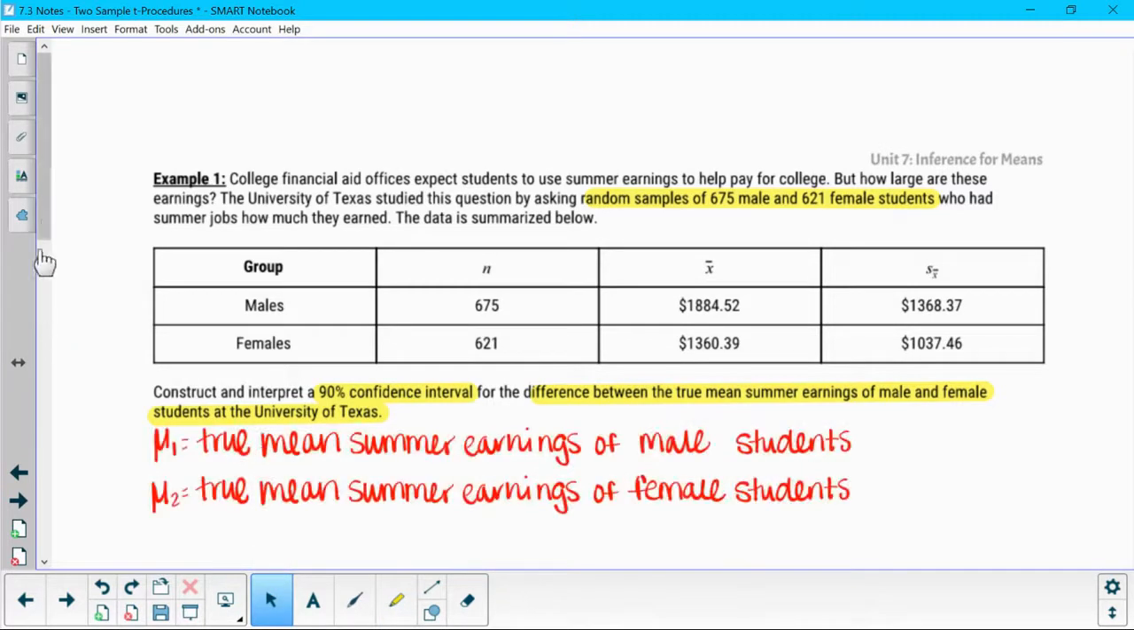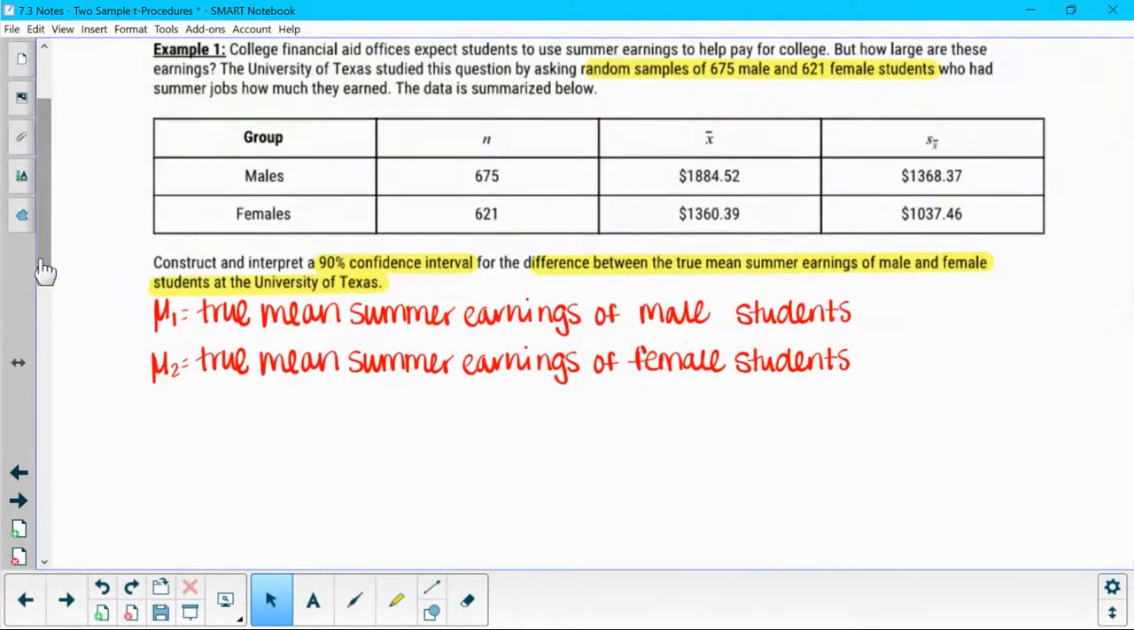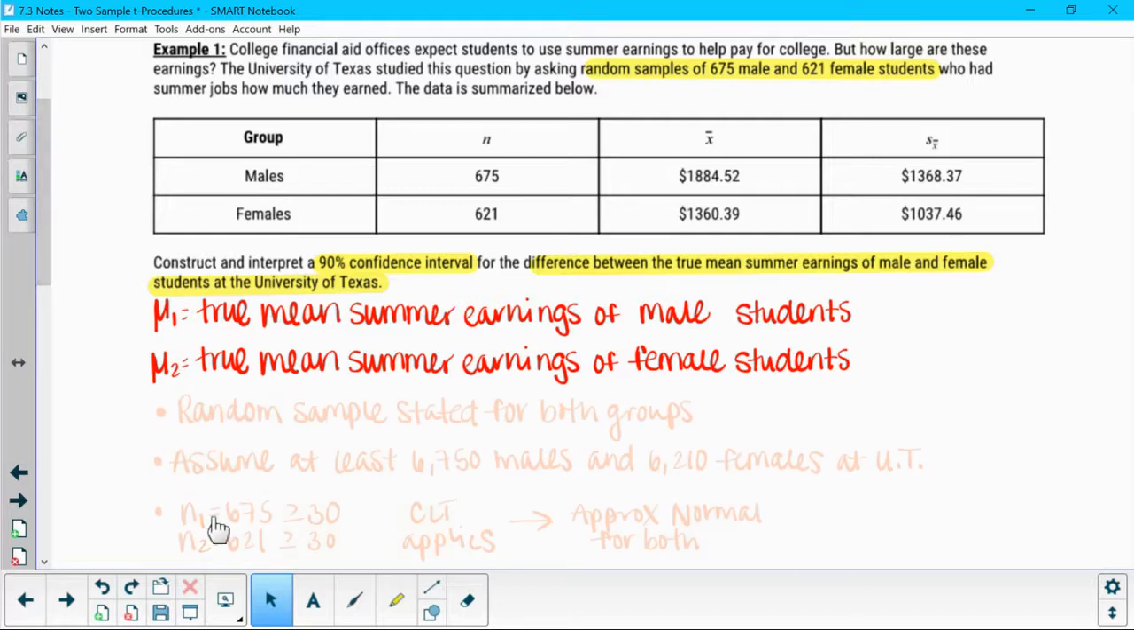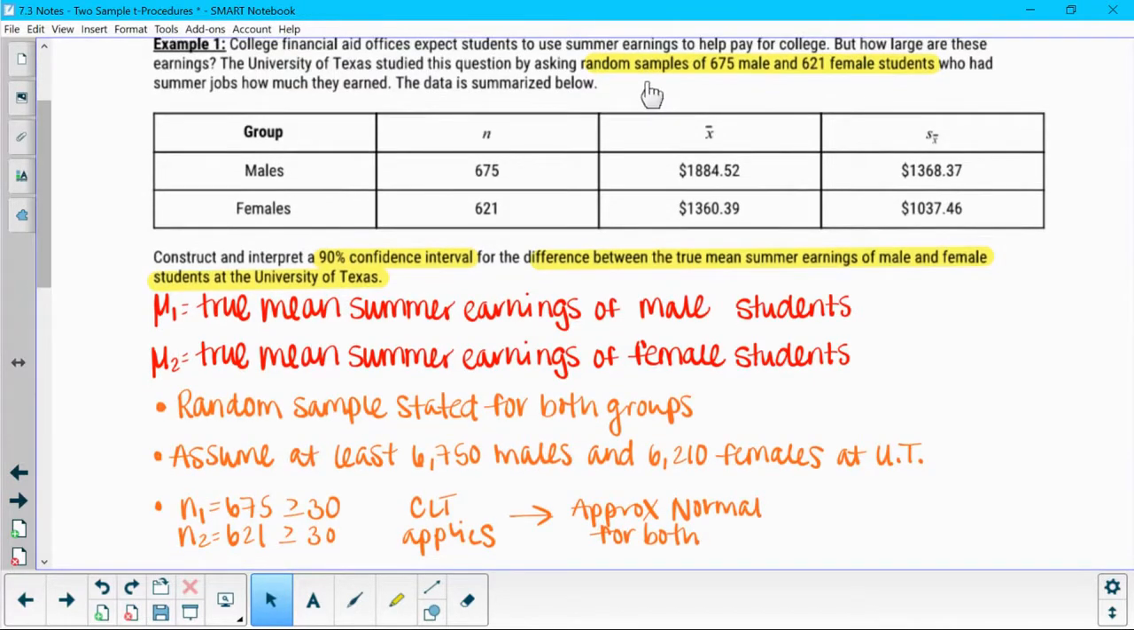Mu1 is the true mean summer earnings of male students. Mu2 is the true mean summer earnings of female students. Next, I'm going to check my assumptions and conditions. I have a random sample. It has been stated for both groups. I can assume that there are at least 6,750 males and 6,210 females at UT. And because my sample sizes are so large, the central limit theorem applies.